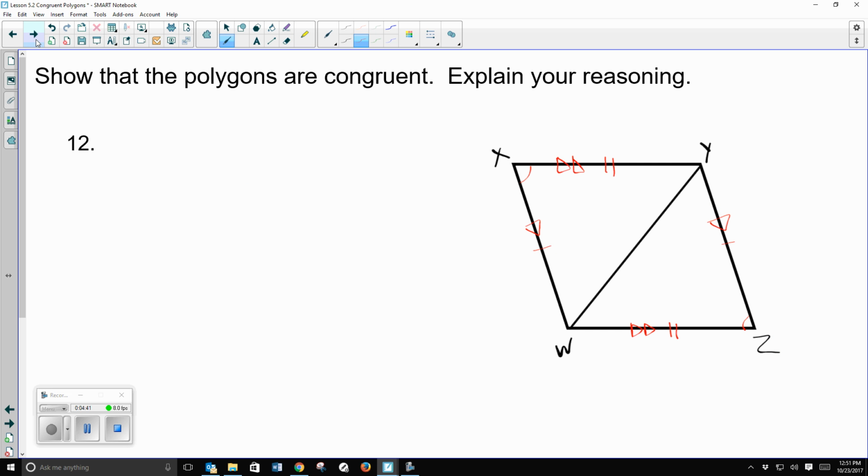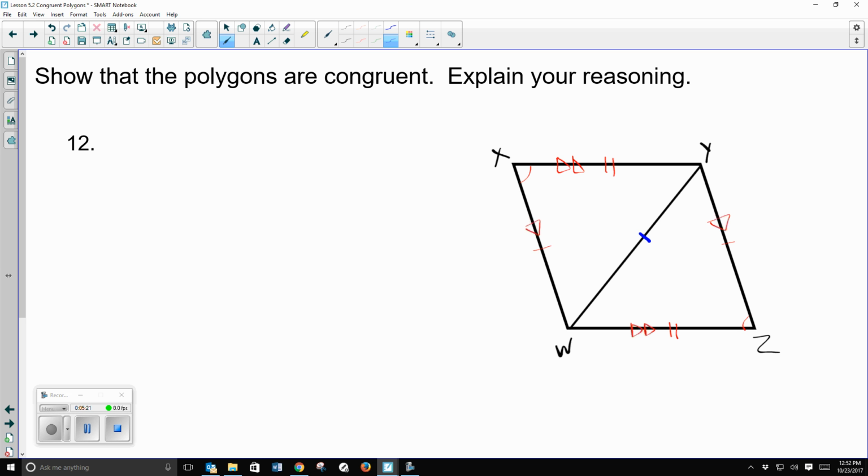Number 12, show that the polygons are congruent. Explain your reasoning. So it says to show that they're congruent. We don't have to determine if they're congruent. We have to show that they are. But we remember to show that two polygons are congruent, all corresponding sides and all corresponding angles have to be congruent. Well, we see already that these two sides are congruent to each other. These two sides are congruent to each other. What about the third side? Do we know that this side of this triangle is congruent to this side of this triangle? Do we know that? Yes.